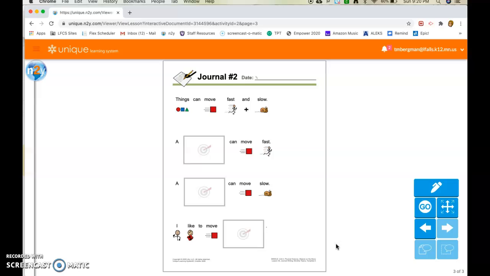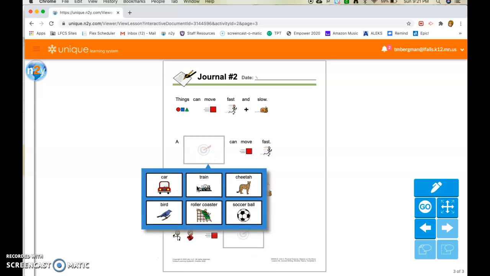So we're going to work backwards, just to give you a little more information before you're writing on your own. Things can move fast and slow. So what can move fast? Let's look at our choices: a car, a train, a cheetah, a bird, a roller coaster, or a soccer ball. You can choose which one you would like. I would say that a cheetah can move fast.